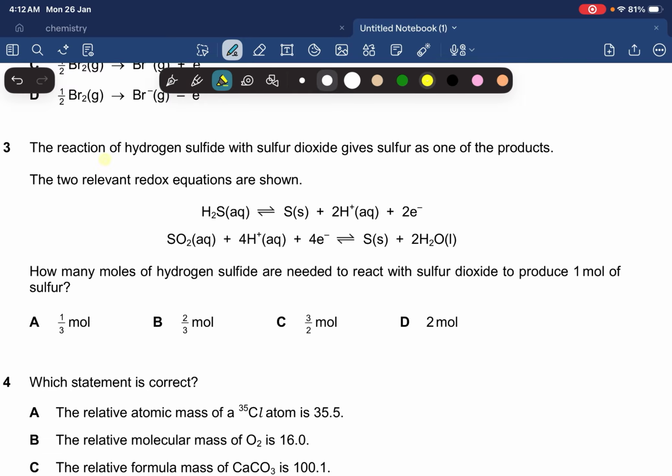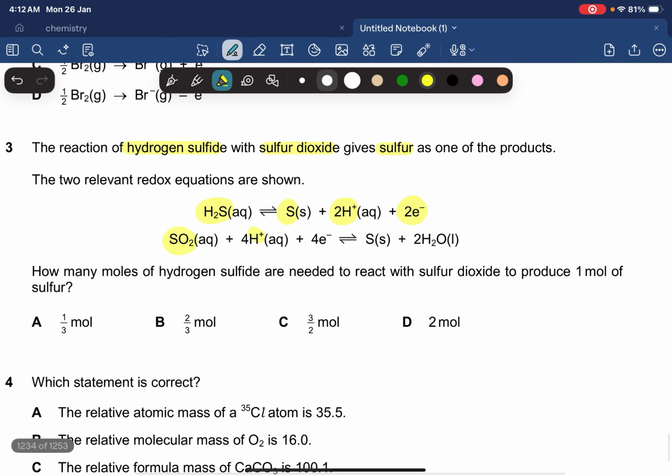Next, the reaction of hydrogen sulfide with sulfur dioxide gives sulfur as one of the products. So we have hydrogen sulfide. We're making it react with sulfur dioxide, and we get sulfur, 2 moles of hydrogen plus 2 electrons, and then we have sulfur dioxide plus 4H+ plus 4 electrons. We're forming sulfur plus 2 waters. How many moles of hydrogen sulfide are needed to react with sulfur dioxide to produce 1 mole of sulfur?